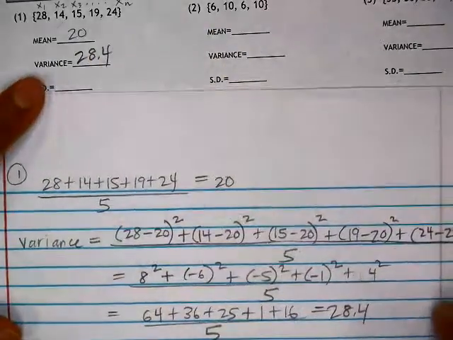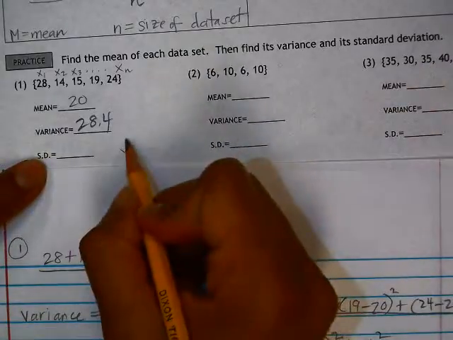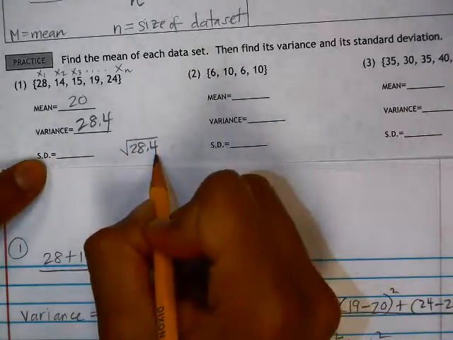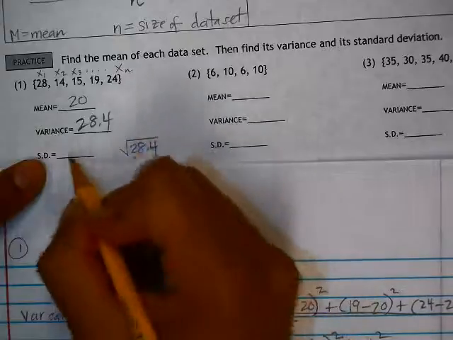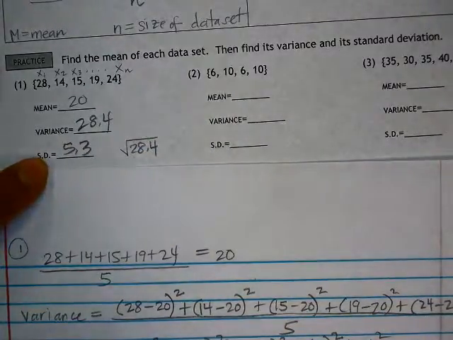And to calculate the standard deviation, again, we need to take the square root of the variance. So the square root of 28.4, if we use a calculator there, we get 5.3. So let's do just one more example of this. Number 2.